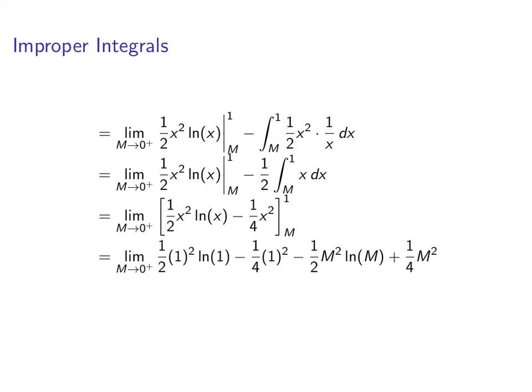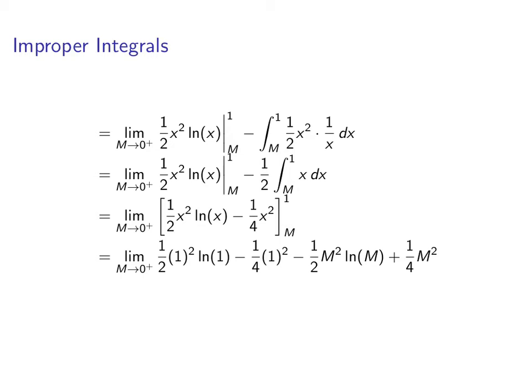Now we're going to plug everything in. For the upper limit, we'll get 1/2 times 1 squared log 1 minus 1/4 times 1 squared. And then for the lower bound, when we plug in the m, we'll have minus 1/2 m squared log m plus 1/4 m squared. That plus at the end is the minus minus.